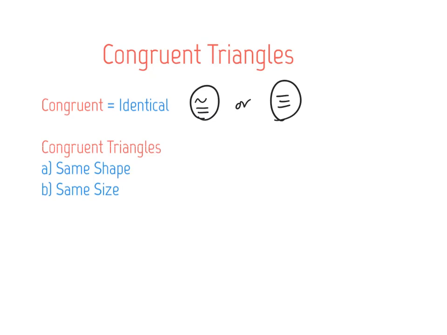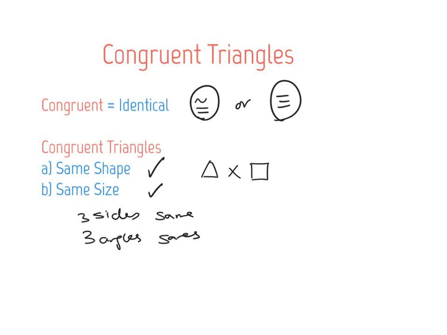For triangles to be congruent, they have to be the same shape. So we can't have a triangle and a square. We can't compare them in terms of congruency. And they have to be the same size. In terms of being the same size, we need three sides to be the same, and we need three angles to be the same in order to conclude that these triangles are congruent.